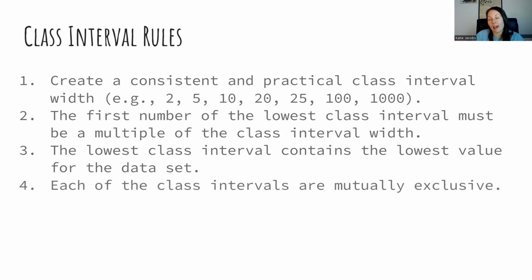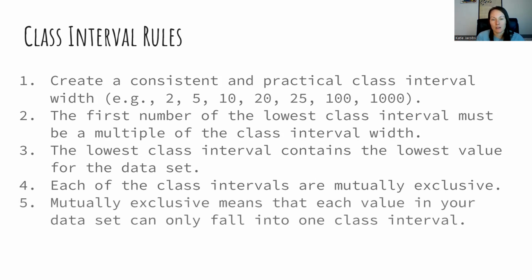Each of our class intervals also has to be mutually exclusive. If you remember from the previous slide, mutually exclusive means one or the other. This means that when we're creating these class intervals, we can't do a class interval of 20 to 25 and 25 to 30 and 30 to 35, because if we have any x's that are 25, that would fall in 20 to 25 and 25 to 30. Each data point can only be represented in one of the class intervals in these tables. Again, mutually exclusive means that each value in your data set can only fall into one class interval.